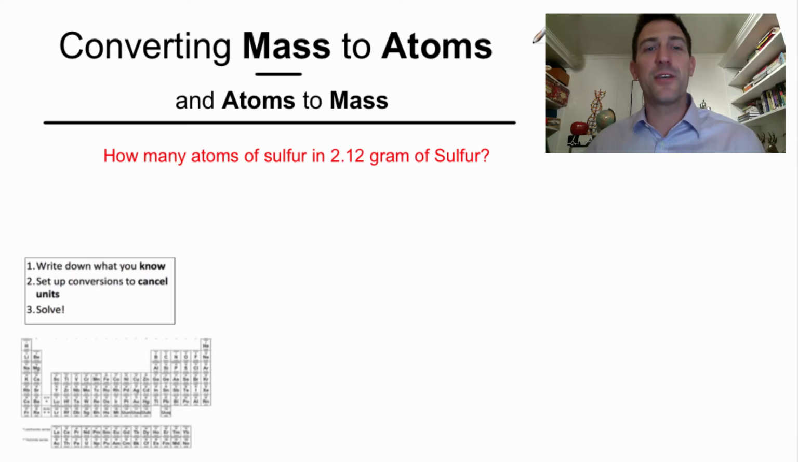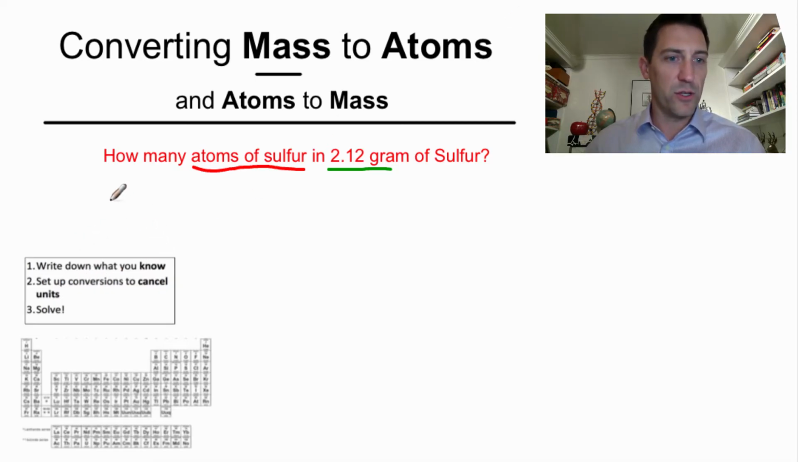How many atoms of sulfur in 2.12 grams of sulfur? Let's go right back to our rules. We write down what we know, and what we know is what we're given, or the one that has a number, and that's 2.12 grams of sulfur. There we go. We're trying to turn that over here into atoms of sulfur.